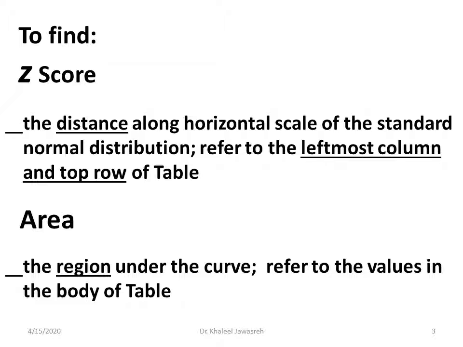To find the z-scores, we do need to repeat this. The distance along the horizontal scale of the standard normal distribution refers to the leftmost column and the top row of the table. You do need to look at those in order to find the z scores. The area is the region under the curve, which refers to the values in the body of the table.